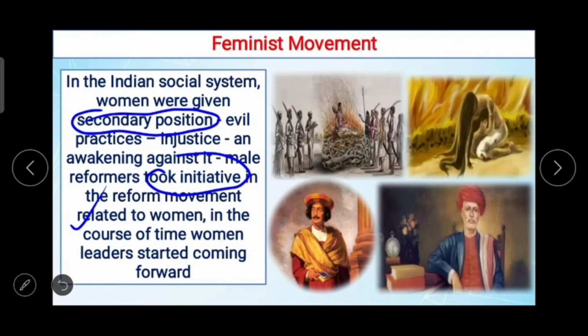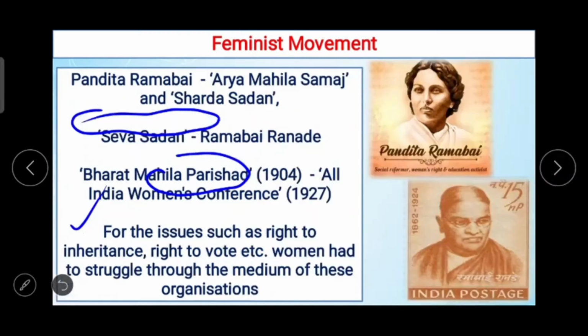So their independent institutes, organizations came to be established, like peasant movement or workers union and socialist movement, similarly different groups or organizations also started. About that we are going to study today.